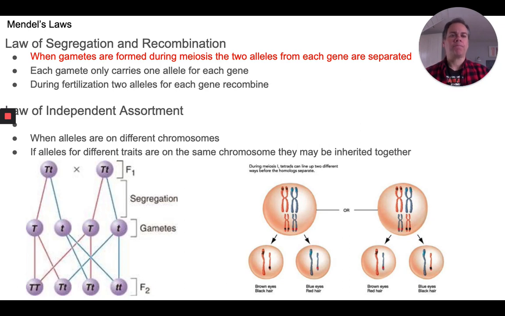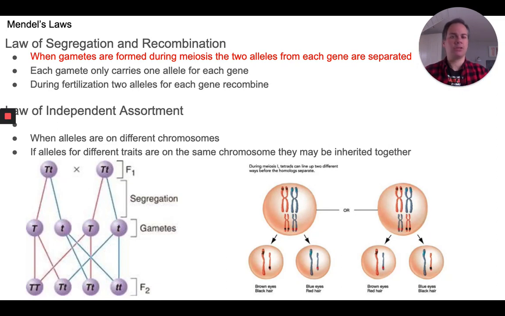And then they will recombine when fertilization takes place. So the two alleles for a certain trait get separated during meiosis, and then in fertilization they get recombined between two different parents.